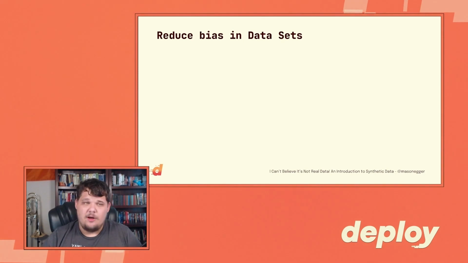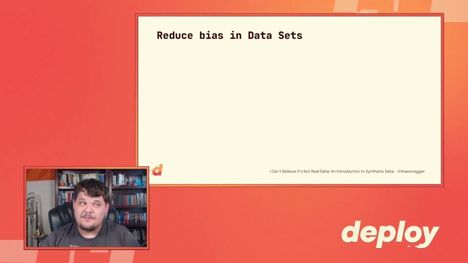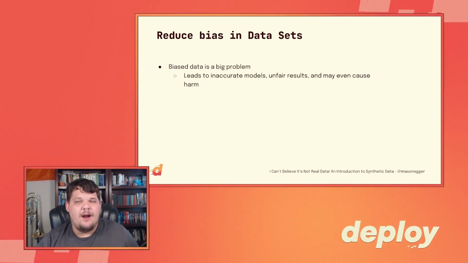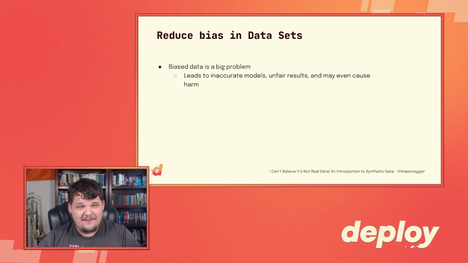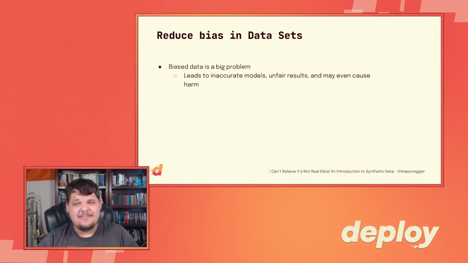And the last thing, or this final thing I'm going to talk about, is reducing bias in data sets. This is a really cool one. So as we all know, bias in data sets is a big problem. At the best of times, it just leads to an inaccurate model and people go, oh, that doesn't work. In the worst case, it can actually cause physical and mental harm. So we have to take bias very seriously.